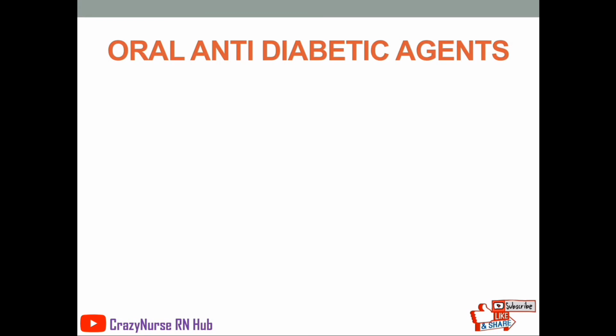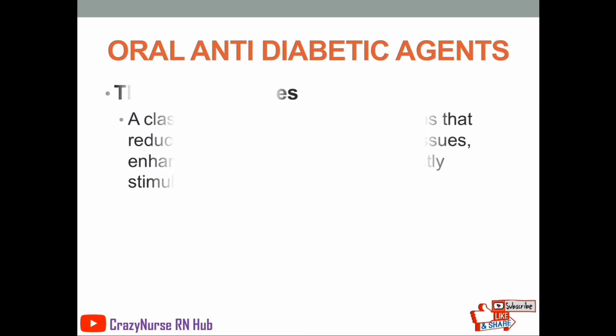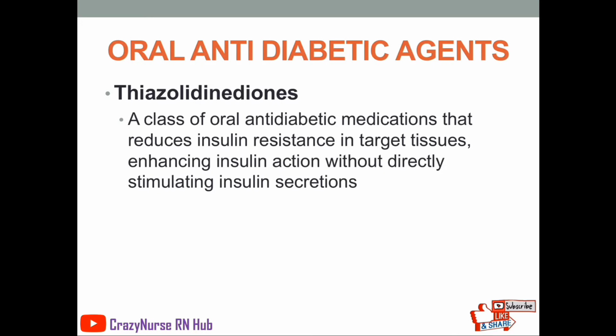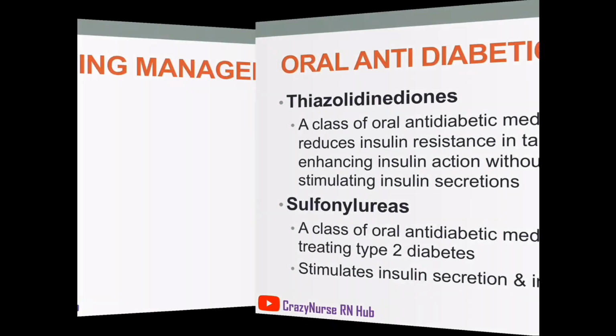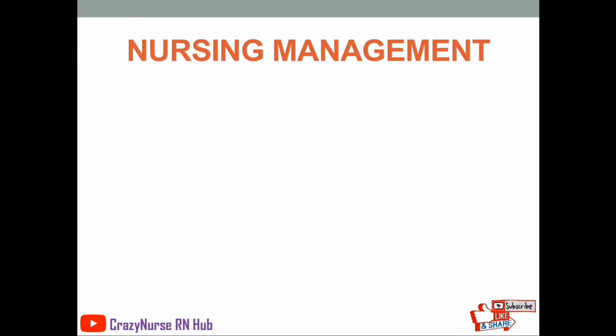Now let's proceed to oral antidiabetic agents. First, we have your thiazolidinediones, a class of oral antidiabetic medications that reduces insulin resistance in target tissues, enhancing insulin action without directly stimulating insulin secretion. We also have your sulfonylureas. It is a class of oral antidiabetic medication for treating type 2 diabetes, and it stimulates insulin secretion and insulin action.